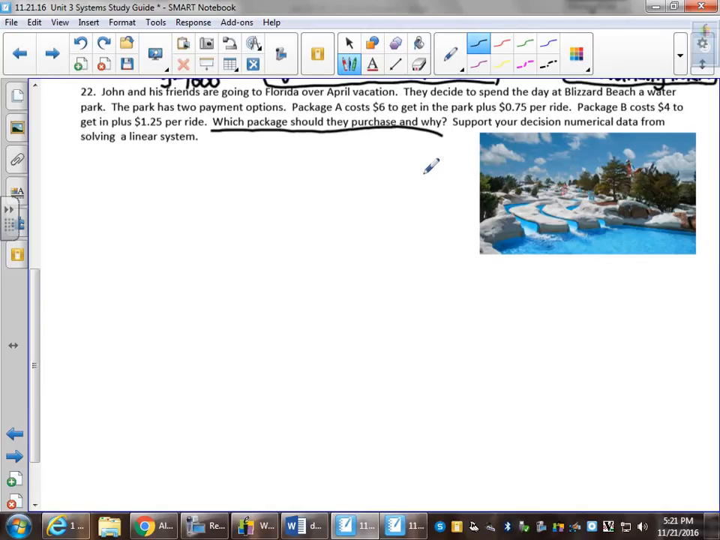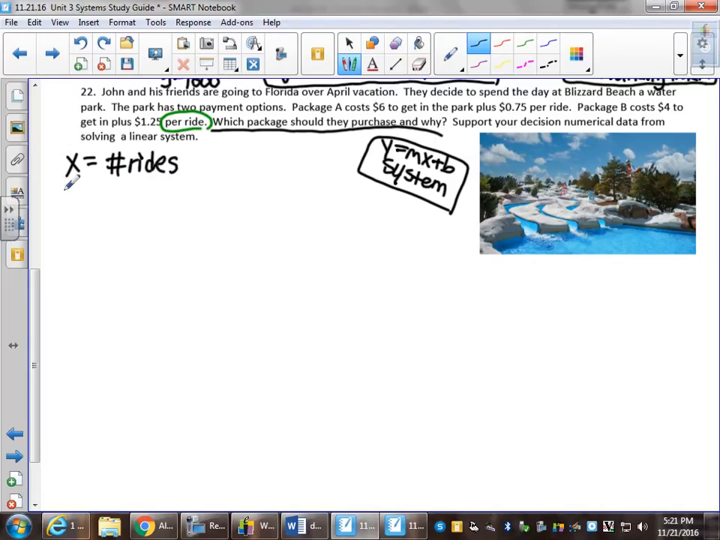Clearly, we're comparing two things, which is better. So I know it's a y equals mx plus b system. Before you can give advice on which is better, you have to know when they're the same. But our first steps never change. We'll define our variables first. I see per ride present throughout, so I know x is going to be number of rides. And once you know how many rides you've been on, you know your total cost, your total expense.